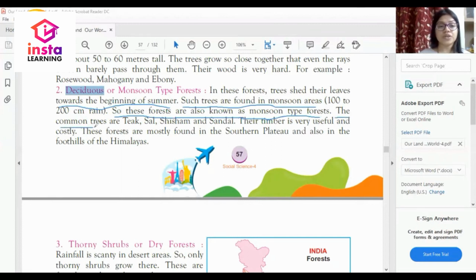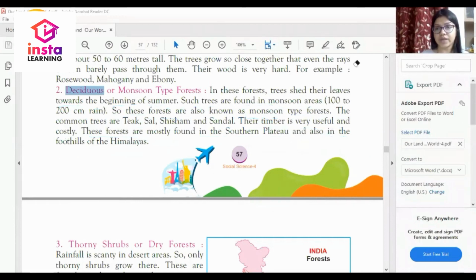The common trees are, which are the common trees of monsoon type forest? Teak, sal, sisam and sandal. Their timber is very useful and very costly too. These forests are mostly found in southern plateau and also in the foothills of Himalayas. Where are they found? Southern plateaus and foothills of the Himalayas. So again, this is very important.